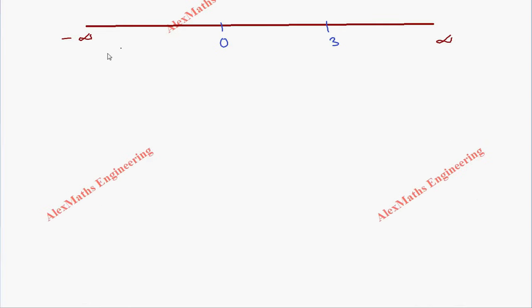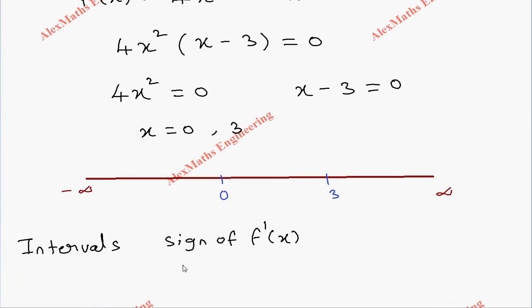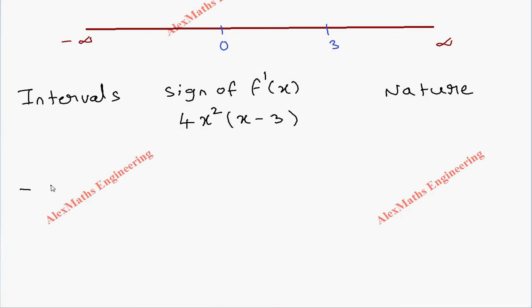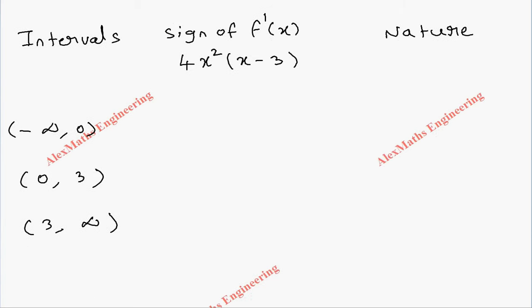We have to make a box where the first column is intervals, then sign of f dash of x. And for f dash of x we have to copy the term which we equated to 0, which is 4x square into x minus 3. Then nature, whether it is increasing or decreasing. Now, the first interval from the number line is minus infinity comma 0. The second interval from 0 to 3. Then 3 comma infinity.